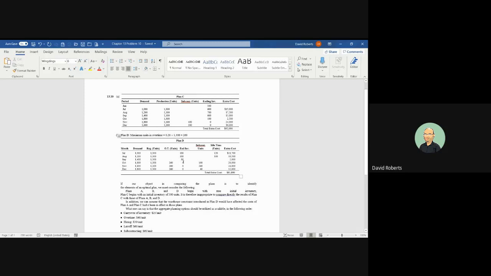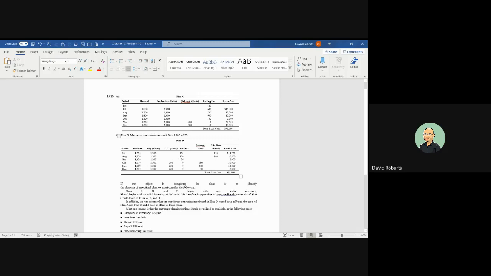Next, in September, the good news is demand exceeds supply. So you have no idle time. You're not paying for non-productive time, which you do have to pay for. So in this case, you can bring your inventory down by 100 units from 180 to 80. You still have to pay holding costs or carrying costs for that.